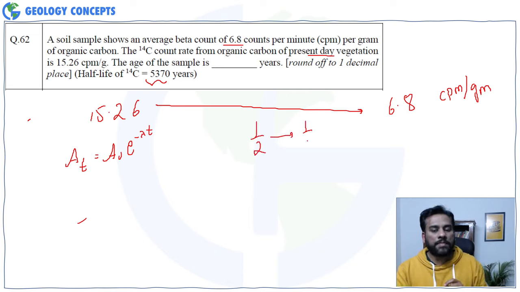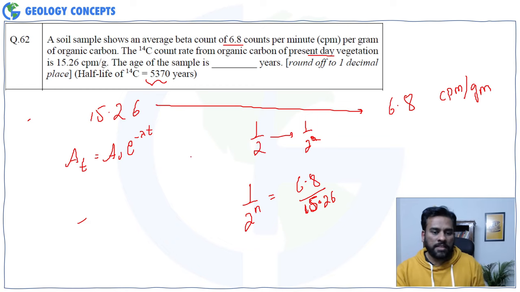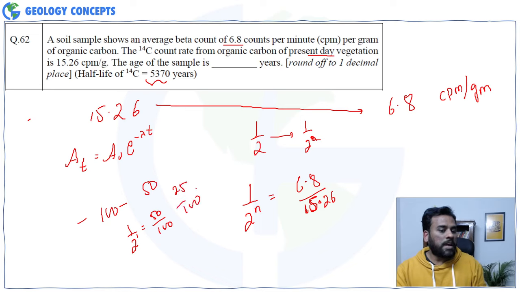after two half lives it becomes 1 by 2 square. So after n half-lives, it will become 1 upon 2 to the power n. This should be equal to 6.8 upon 15.26. What is the fraction that is remaining? See, if it was 100, it would have become 50 after 1 half-life, so 1/2 to the power 1 is 50 upon 100. After 2 half-lives, it will be 25 upon 100. After 3 half-lives, it will be 12.5 upon 100.